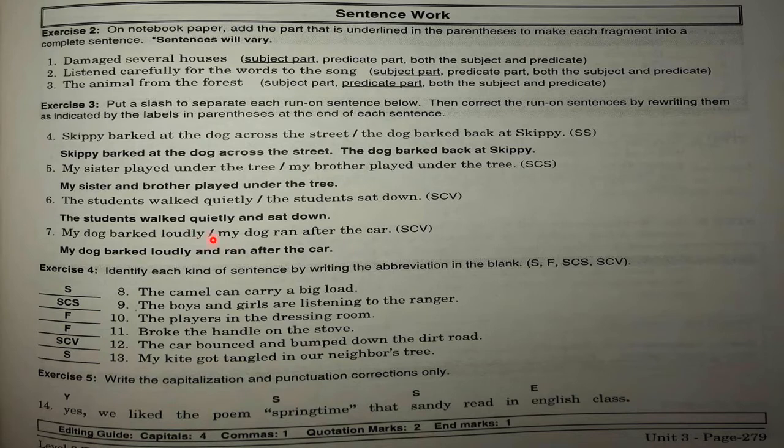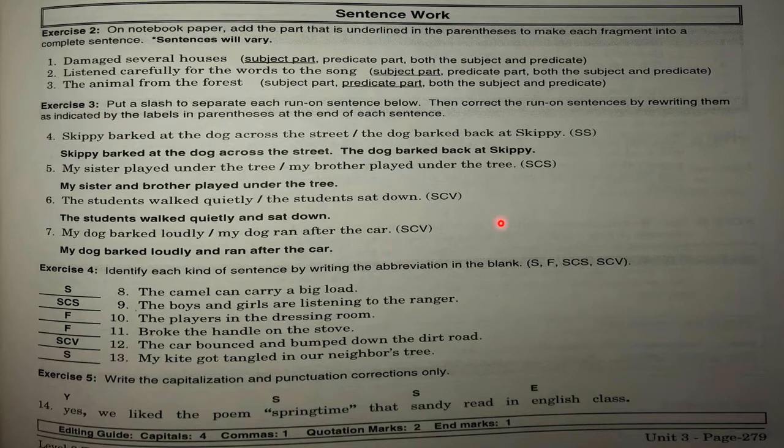I'm going to put a slash in the middle at first. And then I'm going to look at the abbreviation at the end, and that's what I'm going to change it to, okay? If it's asking for a simple sentence with a compound subject or a simple sentence with a compound verb. If it says compound subject, it means I need to put two subjects together. If it's asking for a compound verb, it means I'm going to put two verbs together to make a compound verb. Now that was for exercise 3.